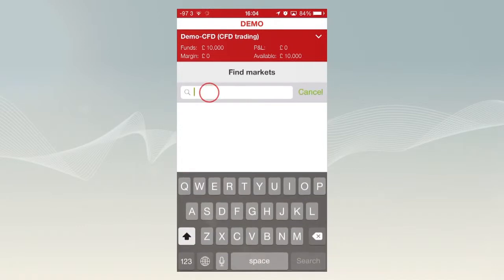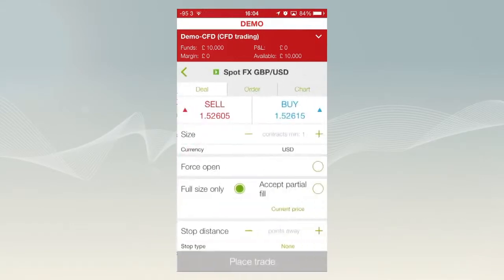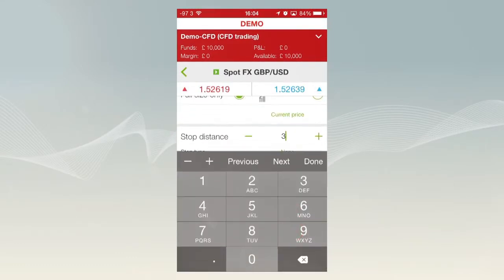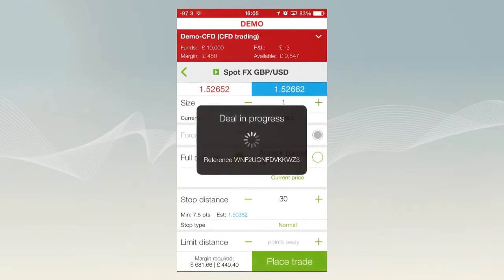Let's search for sterling against the US dollar and open the deal ticket to set our stop loss and place our trade. I've got a £10,000 account here and I only want to risk 2% on this trade. That means a maximum of £200, roughly equating to $300. Now, one contract is priced at $10, so if I open one contract and place my stop loss 30 points away, that should limit my exposure to around about $300 or 2% of my account balance.